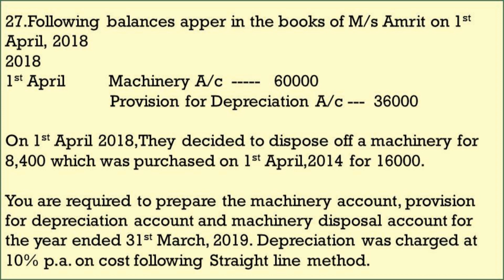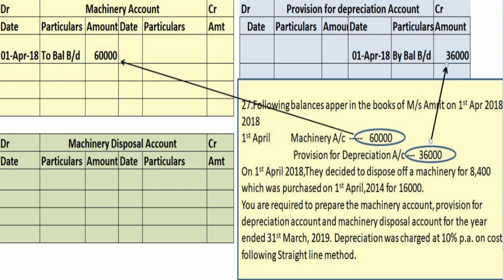Understand the problem here. As per the problem, we need to prepare three accounts: machinery account, provision for depreciation account and machinery disposal account. Machinery account balance and provision for depreciation account balances are already given in the problem. Machinery account balance is 60,000 and provision for depreciation account balance is 36,000. We will write these two balances in their respective accounts.